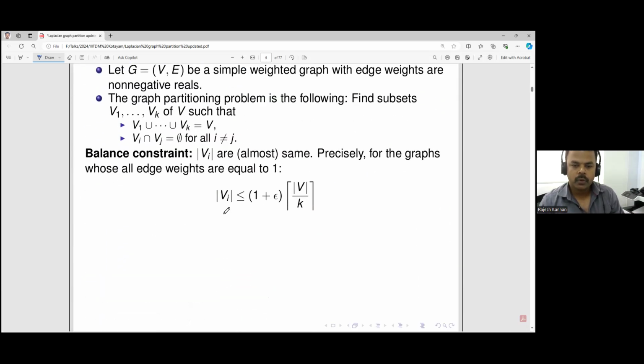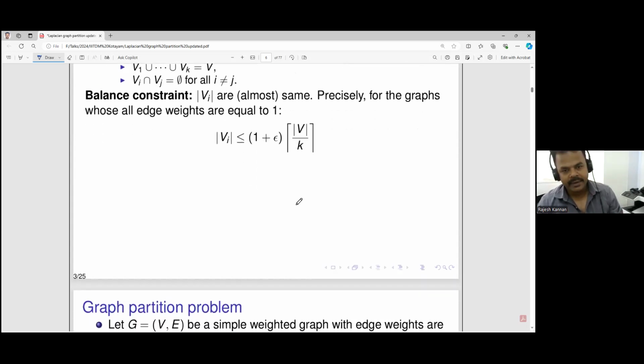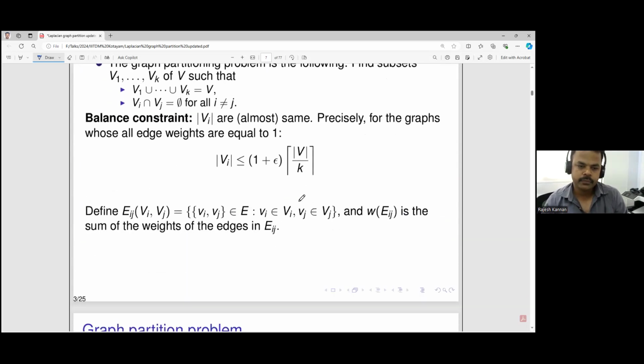If you take any set Va, the cardinality of Va should be less than or equal to 1 plus some epsilon times the cardinality of the entire vertex set divided by k. So k is the number of partitions we want. This is the mathematical way of writing whatever I said briefly.